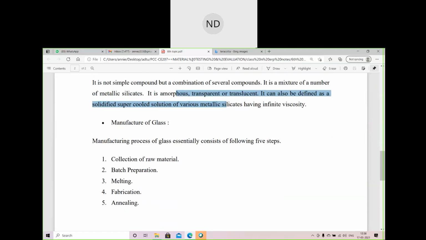Glass. Now if I show you another one, the next, let me search where is my sixth. This is sixth to seventh one.